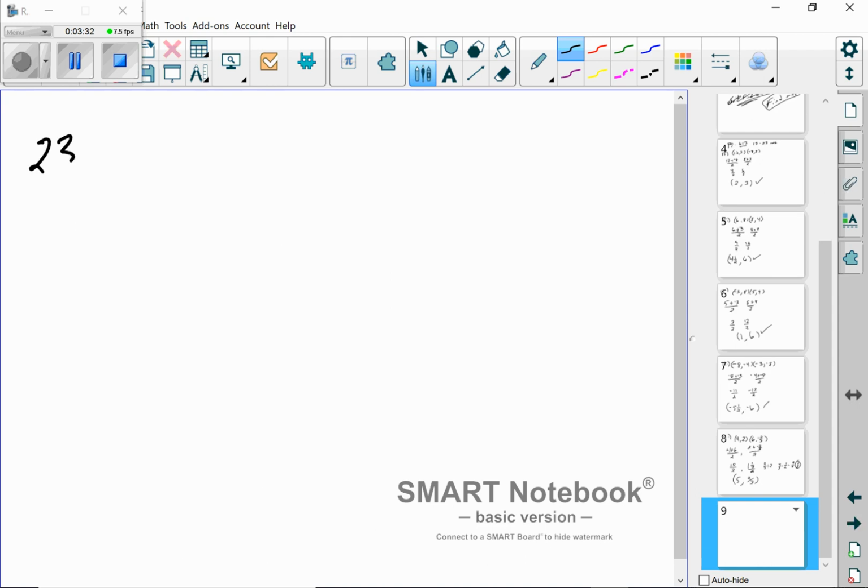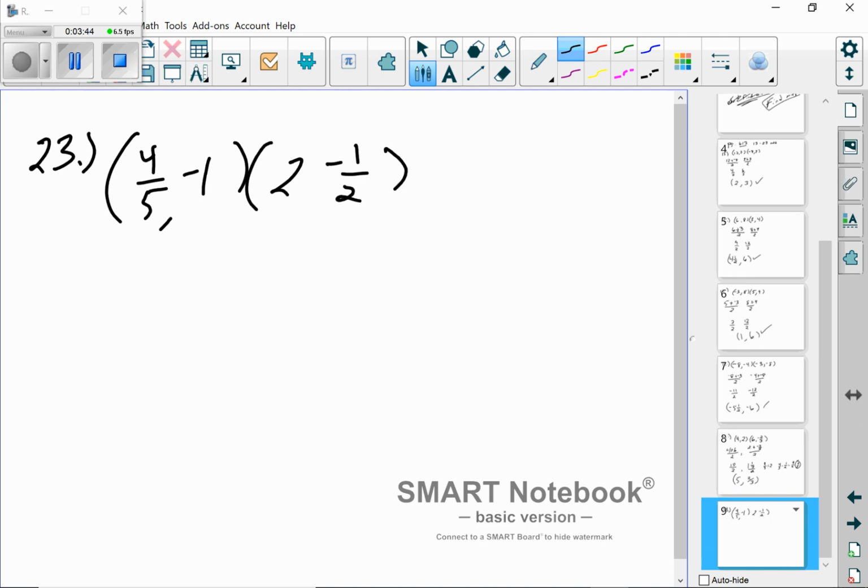23, last problem. I got 4/5 and negative 1. And I got 2 and negative 1/2. Alright, so we're going to go 4/5 plus 2, which is 2 and 4/5 over 2, which I'm going to have to do some work on that. Let's go ahead up here to the top. Remember, that's 5 times 2 is 10 plus 4.